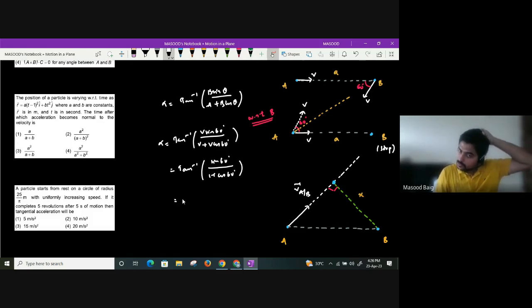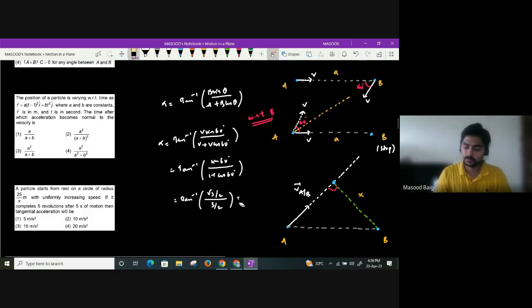So what is sine 60? You'll get it as root 3 by 2. What is cos 60, beta? Cos 60 you'll get as 1 by 2, so the denominator is 3 by 2. So will I get tan inverse of 1 by root 3, or not? It will be anyhow along the angle bisector. Directly I should have told it. This will be tan inverse of 1 by root 3. For what angle will tan be 1 by root 3? 30 degrees.